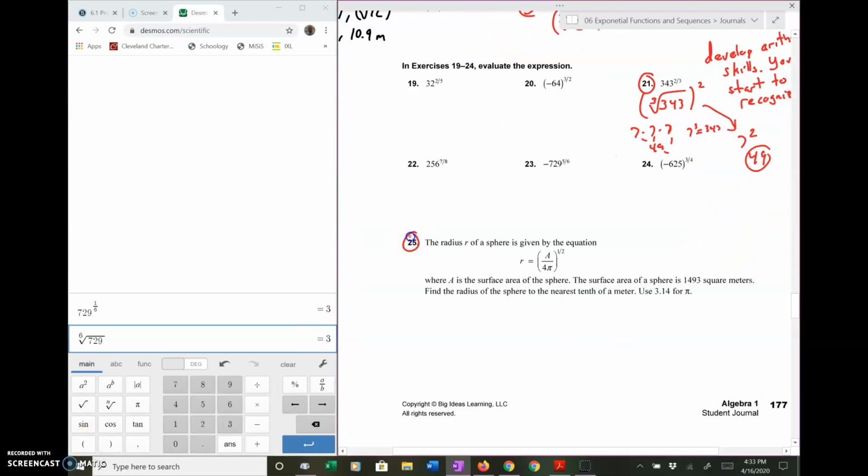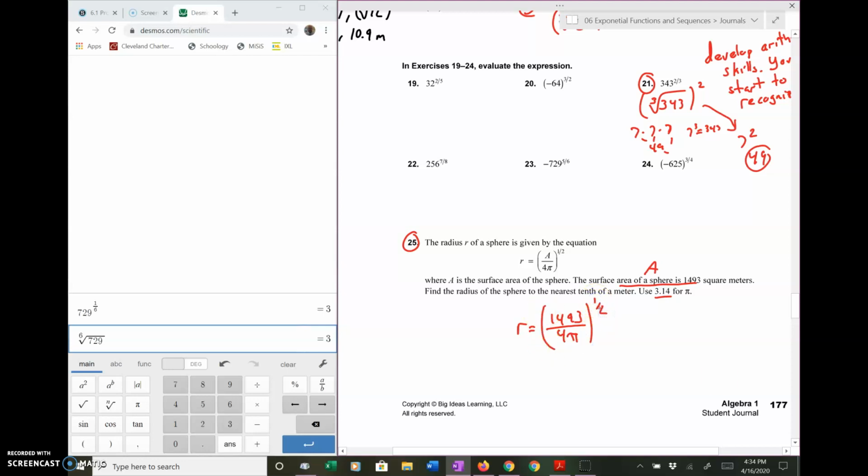I've gone a minute over here than I wanted to, but let's just take a look at this. It's a lot like the last one. We're using that 1/2 right there. Read the problem. Find the radius. So we're going to have to undo our square root here. Our area, that's going to be A. That's 1493. That's the capital A. You can use 3.14 or you can use pi. So this is going to be R equals 1493. That was a very good year. Over 4 pi. Okay, and then that's to the 1/2 power.